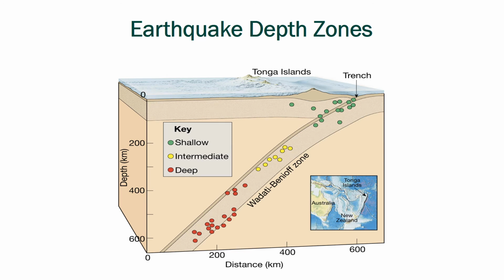When it comes to the classification according to the depths of earthquakes, you'll see 3 locations. You have shallow earthquakes, less than 70 kilometers, for example, those green spots, and you have also yellow ones around 300 kilometers, and you have deep earthquakes, the red ones, more than 300 kilometers in depth.